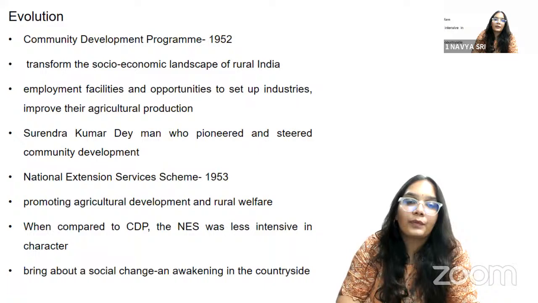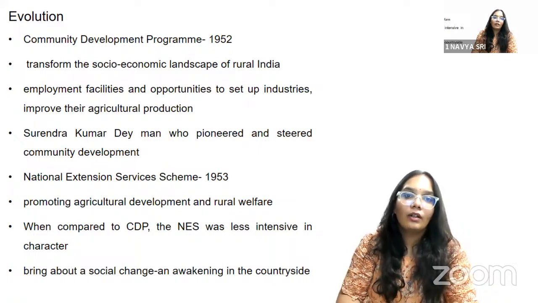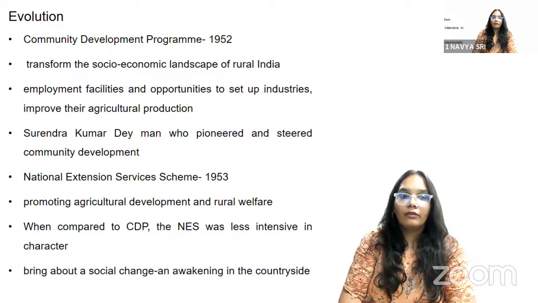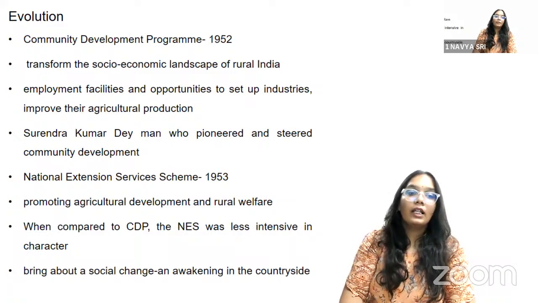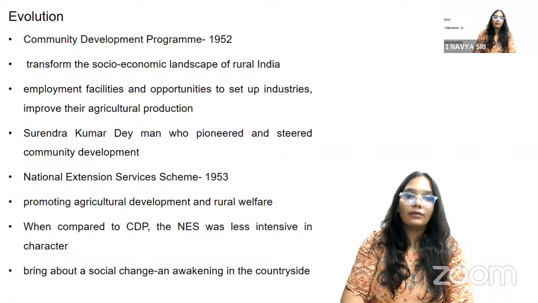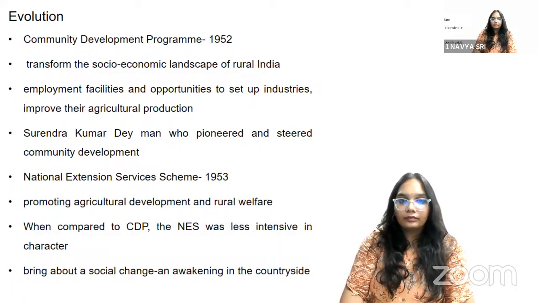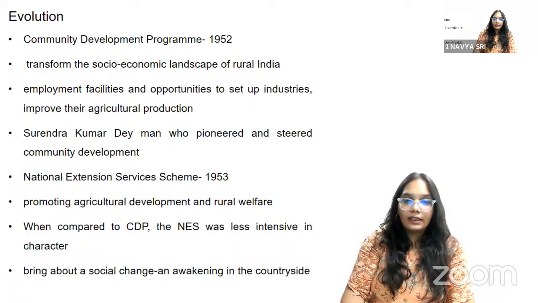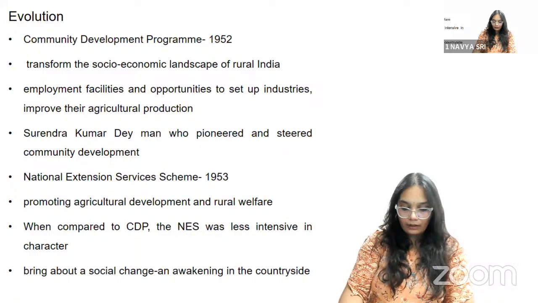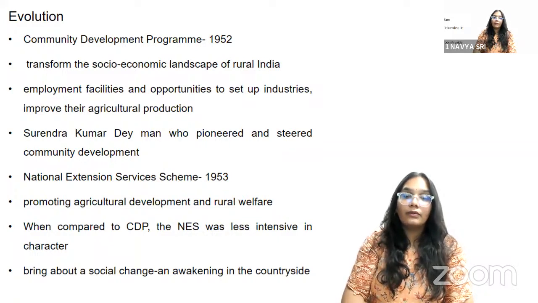Now, next, evolution. The 73rd and 74th Amendment Acts did not come up all of a sudden. We are talking about a period after independence. The Community Development Program was introduced in 1952. This basically started with the first five-year plan, where the main agenda was to transform the socio-economic and political landscape of rural India. This policy is a part of the first five-year plan done by the Planning Commission.